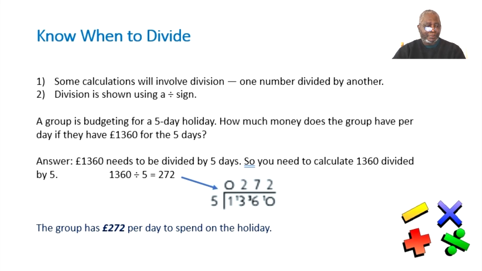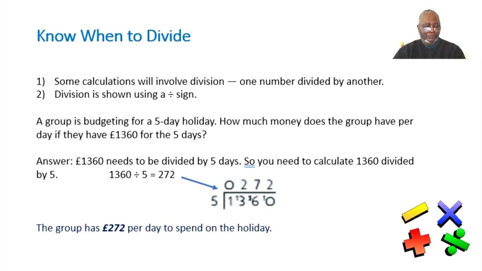Look at the example. A group is budgeting for a 5-day holiday. How much money does the group have per day if they have £1,360 for the 5 days holiday? That's what the holiday will cost for 5 days. So you want to know how much it will cost per day. So your answer: £1,360 needs to be divided by 5 days. So you need to calculate by dividing 1,360 by 5.